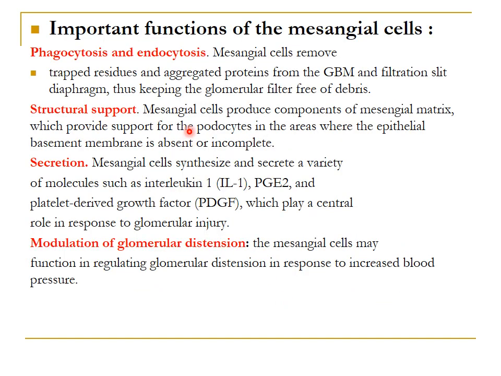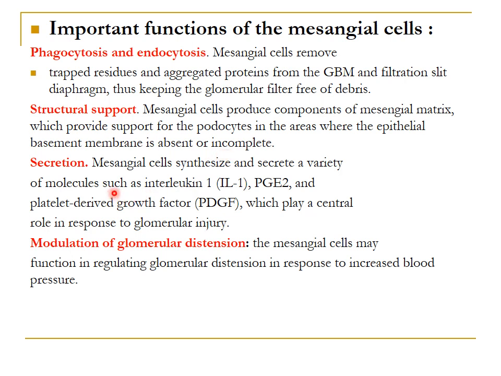So what are the functions of the mesangial cells? The major functions of the mesangial cells are phagocytosis and endocytosis. Mesangial cells remove trapped residues and aggregated proteins from the glomerular basement membrane and the filtration slit diaphragms. Thus, it keeps the glomerular filter free of debris. Then they also provide structural support. They produce the components of the mesangial matrix, and provide support for the podocytes in the areas where the epithelial basement membrane is absent or incomplete.